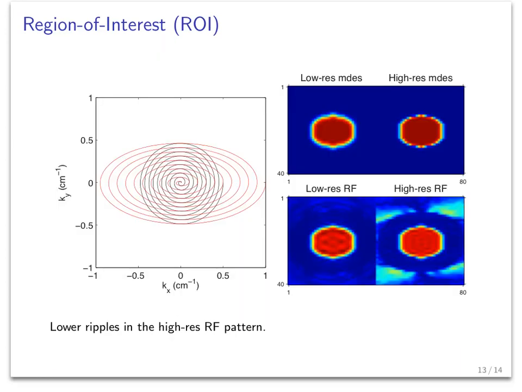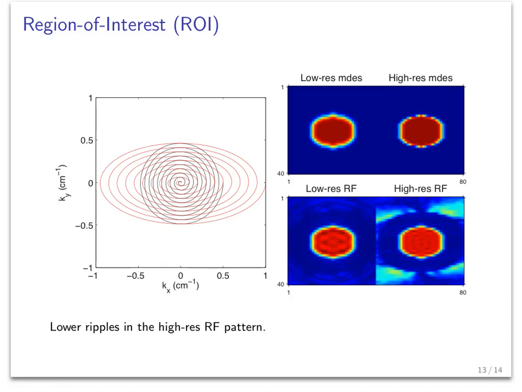And here's what we get. So first I plotted on the left-hand side here the trajectories. So this nice circular spiral is our original trajectory. Then we doubled the trajectory along the kx direction. So you can see that the gaps are half as large along ky as they are along kx. So we have half the resolution in kx.